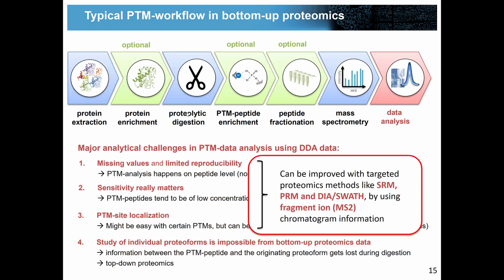Okay, so what I would like to show you next is how targeted proteomic methods such as SRM, PRM, or DIA can actually help to improve on these first 3 analytical challenges that we face with DDA. And I think we already discussed a lot how these methods can improve the issue of missing values, reproducibility, and sensitivity. And therefore, I would from now on like to focus on this PTM site localization issue and how we can improve on better localizing our PTM sites with targeted proteomics.